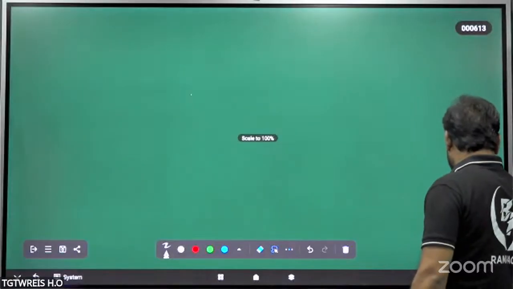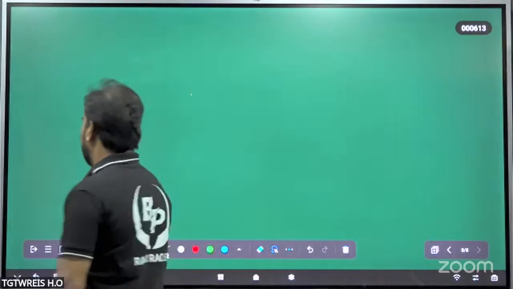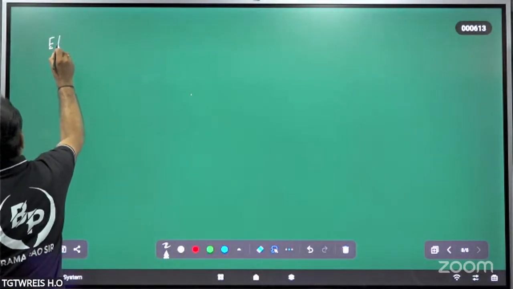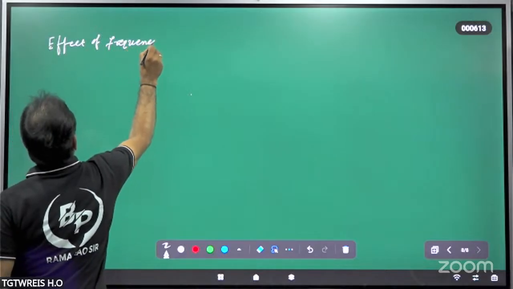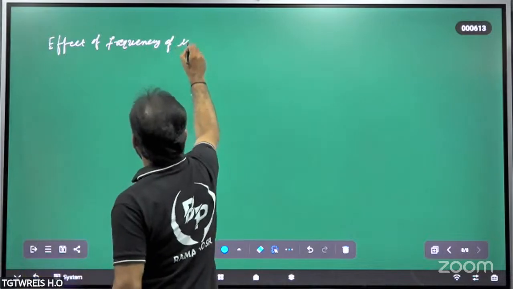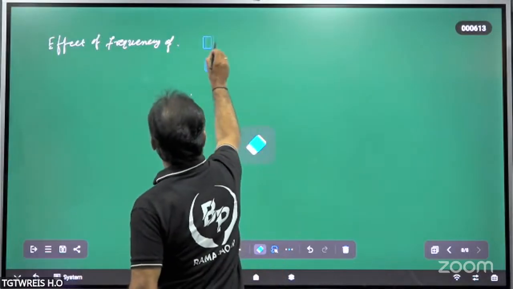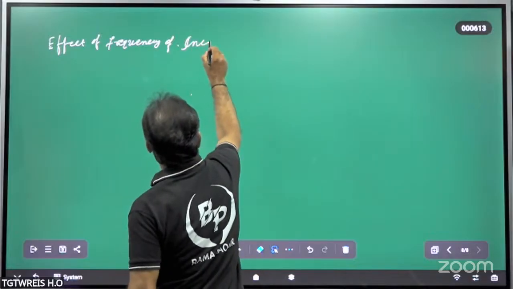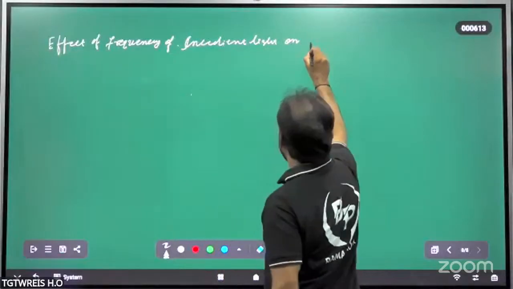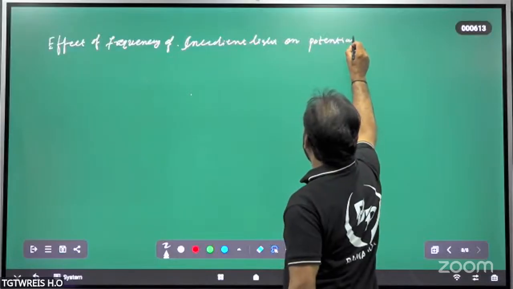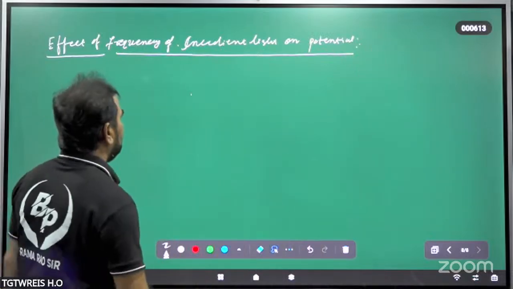Okay, is it clear? Next, in the second case, the effect of frequency of incident light on potential.